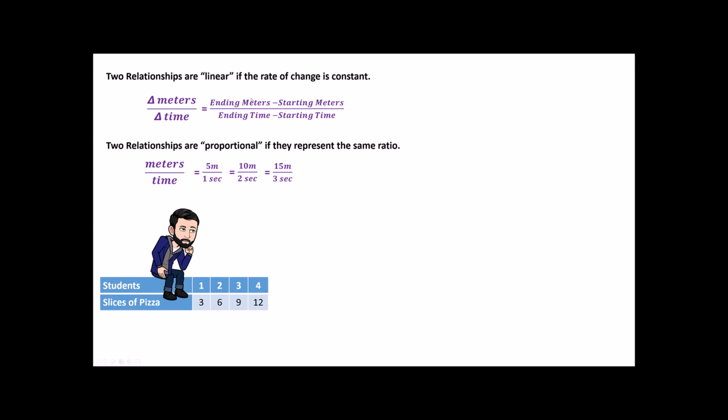If I have the relationship between the number of students and the number of slices of pizza, let's say 1 student has 3 slices of pizza, 2 students have 6 slices of pizza, 3 students have 9 slices of pizza, and 4 students have 12 slices of pizza. And I said to you, is this relationship linear? Well, in order for us to determine that, we would not look at any one of these individual ratios. We would look at how the ratio is changing as we go.